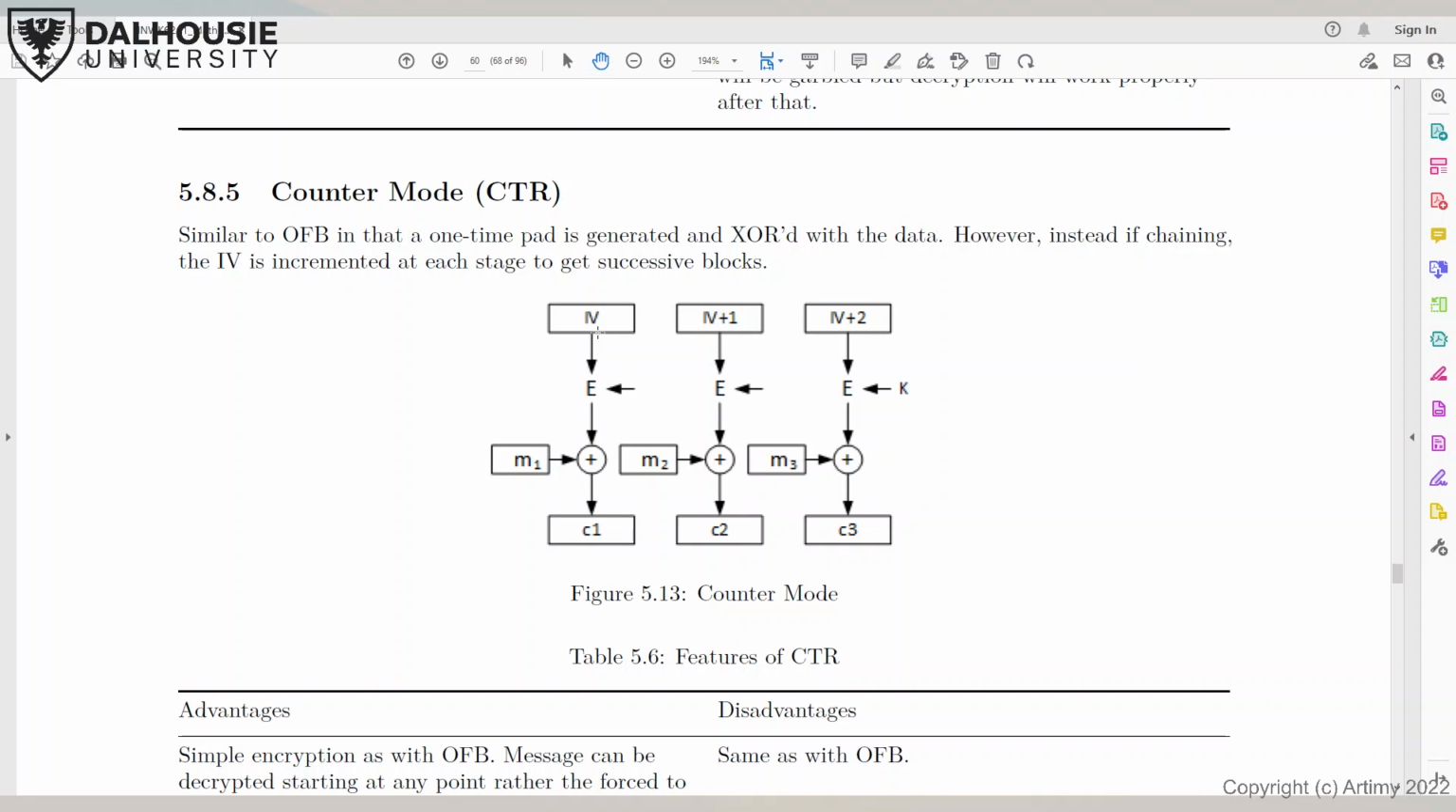So if I know the first one, I can increment the second one by 1, the third one by 2, and so on. And also, if I lose one block here, I'm not losing any more data because I can figure out what is the initial vector for the remaining blocks. Now that doesn't have to be incremented. It could be any formula. I think the textbook says increment by 1, but it could be increment by 5, right? Or any relationship between the initial vector and the others.